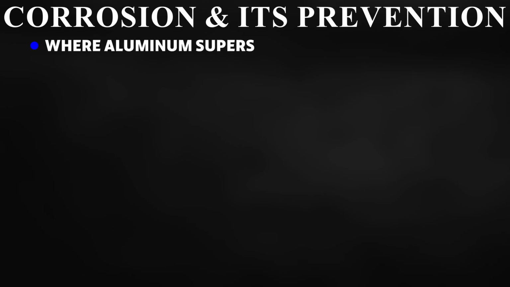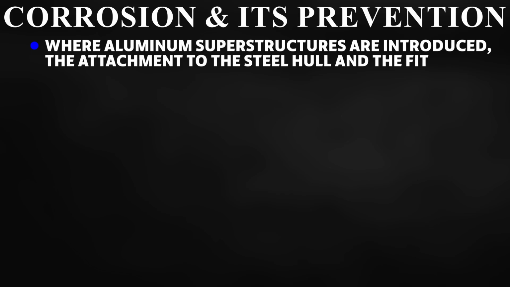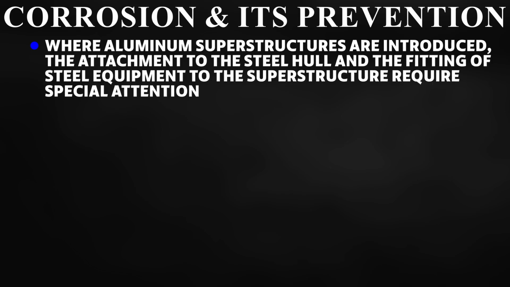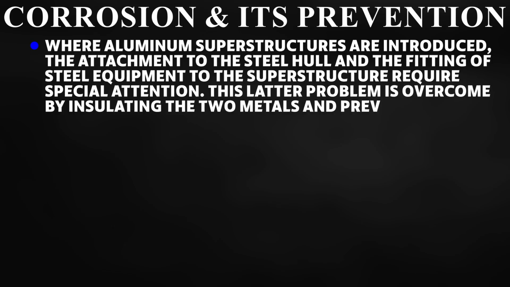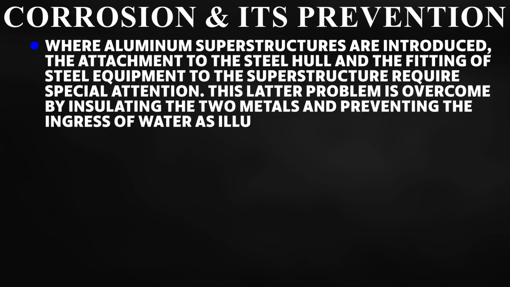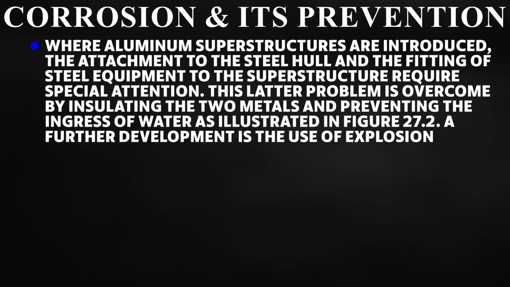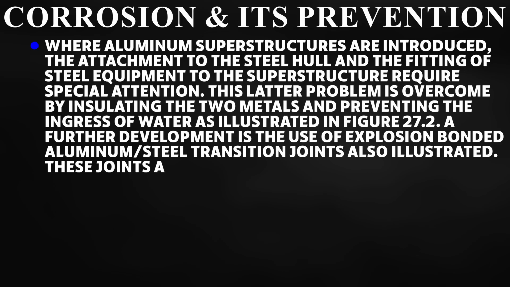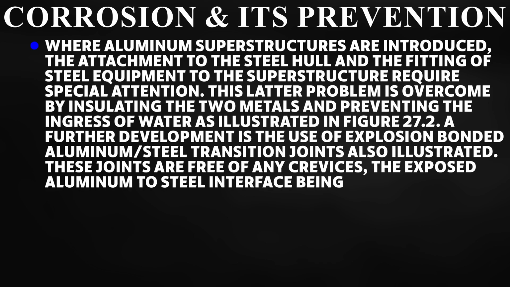Where aluminum superstructures are introduced, the attachment to the steel hull and the fitting of steel equipment to the superstructure require special attention. This latter problem is overcome by insulating the two metals and preventing the ingress of water, as illustrated in Figure 27.2. A further development is the use of explosion-bonded aluminum/steel transition joints, also illustrated. These joints are free of any crevices, the exposed aluminum to steel interface being readily protected by paint.